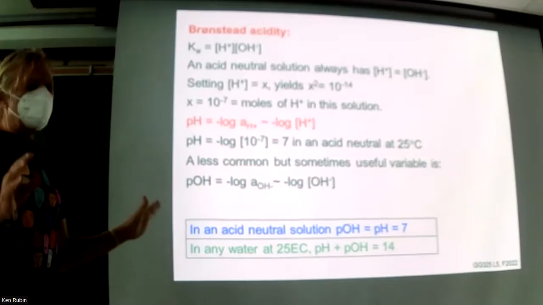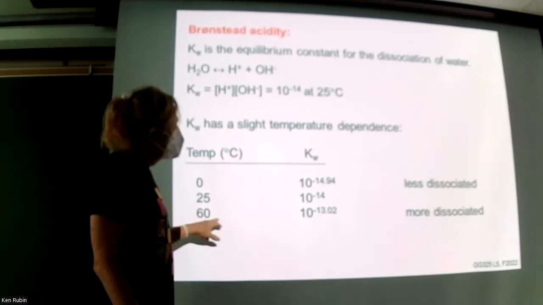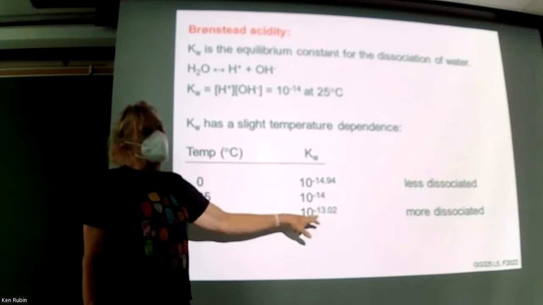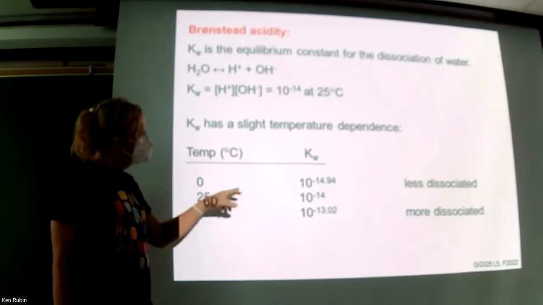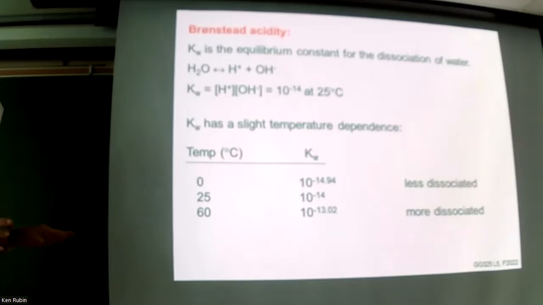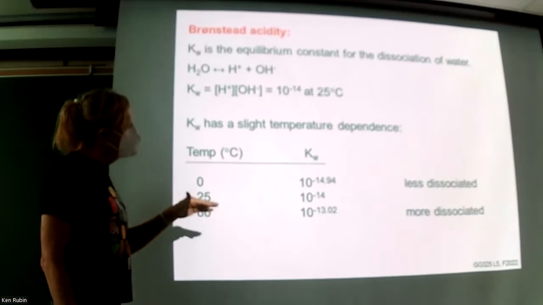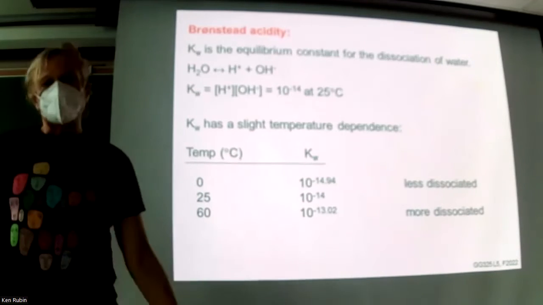But if we did the same exact calculation at 60 degrees C, then neutral would be 6.5, would be half of this value. Or if we did it at 0 degrees C, it'd be closer to 7.5. So again, it's not a huge variation, but it's something to be aware of, that the actual value that we call neutral pH does depend on temperature.